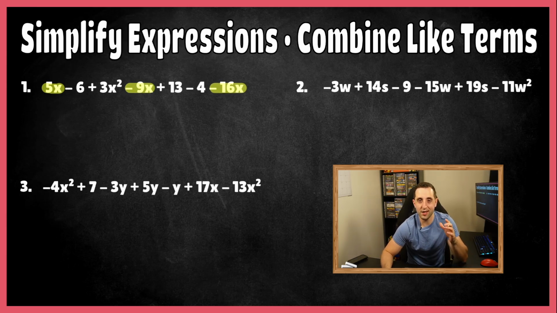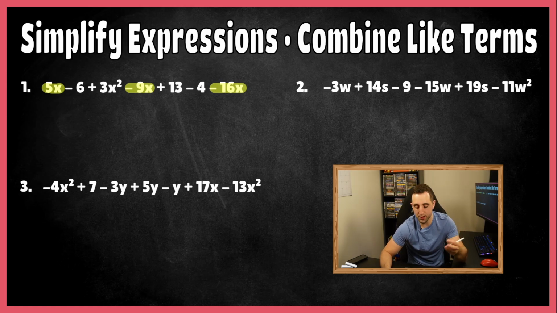Now you're going to notice that I didn't highlight the 3x squared. These are not like terms. So notice how 5x doesn't have a power after the x. So that is x to the first power. Well, 3x squared is raised to the second power. For them to be considered like terms, they have to have the same variable and they also have to be raised to the same power. So 5x, negative 9x, negative 16x are all like terms because they share the same variable raised to the same power, in this case 1.